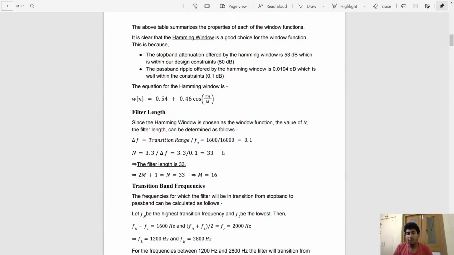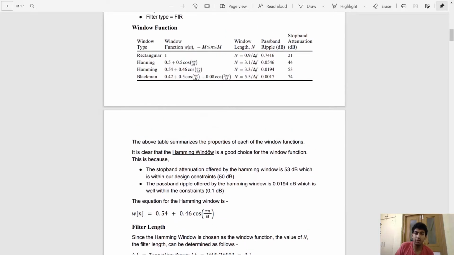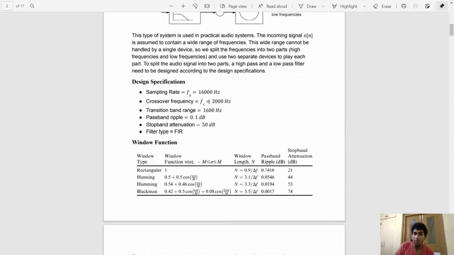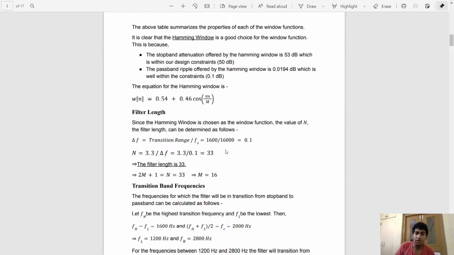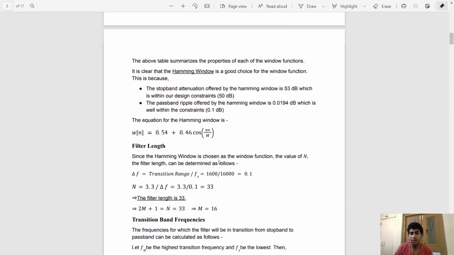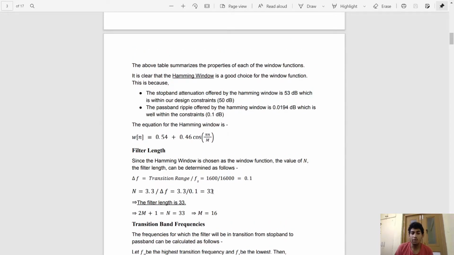To determine the filter length, we'll divide 3.3 by delta f, and delta f is given by the transition range divided by fs. We're given the transition range is 1600 Hz. So what we get here is 1600 Hz divided by 16,000 Hz, and this is equal to 0.1. So we get the value of n to be 33. So the filter length must be 33, and the window function must also be up to this length.